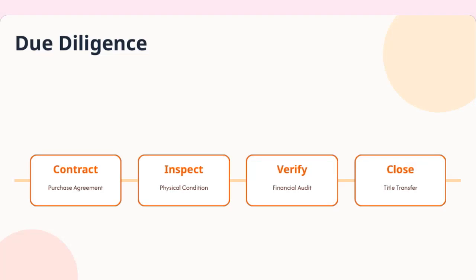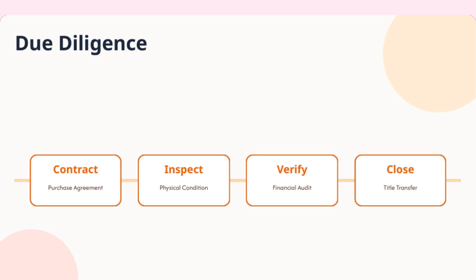Now let's look at the transfer process, which is a crucial step in ensuring a smooth transaction. When we talk about closing, it's not just about signing papers. It's about officially transferring ownership from the seller to the buyer. One of the first things we need to verify during this stage is the financial audit. This means checking the financial records to confirm everything is accurate and transparent. It's important because it protects both parties and helps avoid surprises later on.